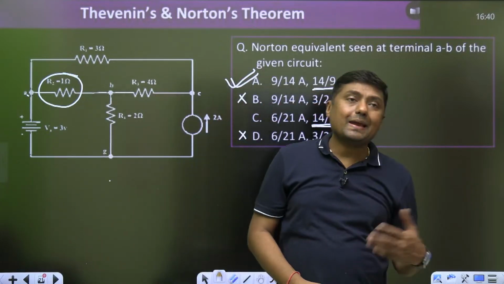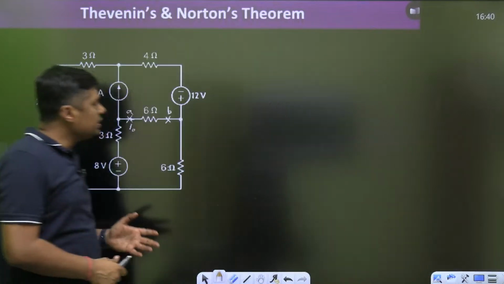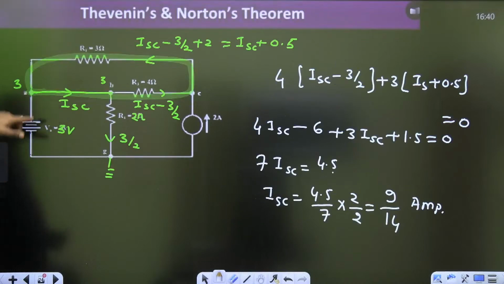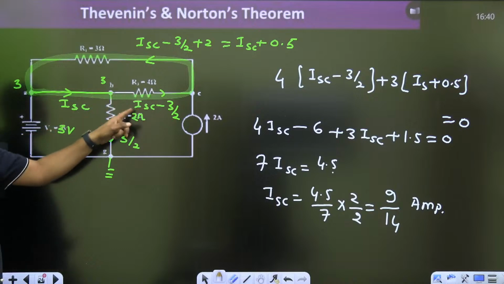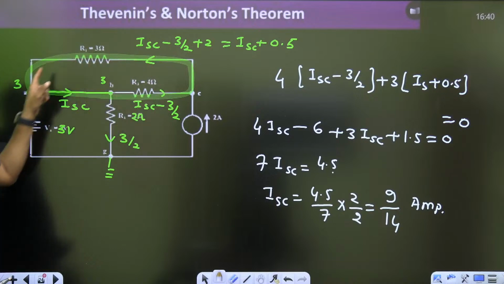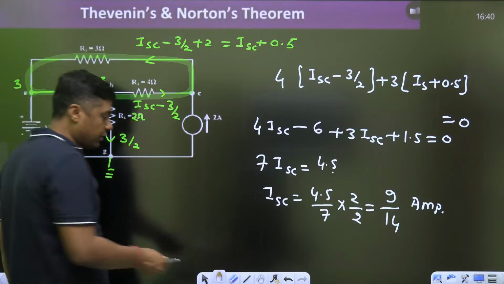9/14 ampere. So what we have done, just in the diagram itself, I have applied KCL. What is the current here? ISC. What is the voltage here? That 3 volt. What is the current here? 3/2. What is the current here? ISC minus 3/2 plus 2, and so on. And write one KVL only. This is the KVL, and you will get the answer. ISC is equal to 9/14.